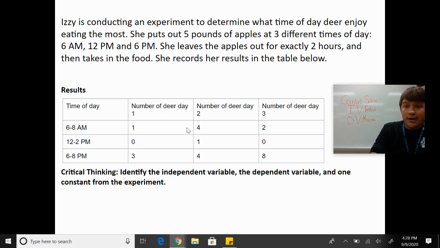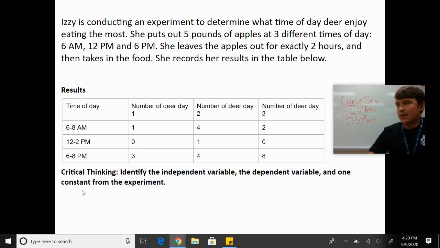Well, lucky you guys, even before you wrote a hypothesis, you already knew the data. So that kind of defeats the purpose of that. But what I would like you guys to do is critically think here for a second. What is the independent variable, the dependent variable, and one example of a constant in this experiment?